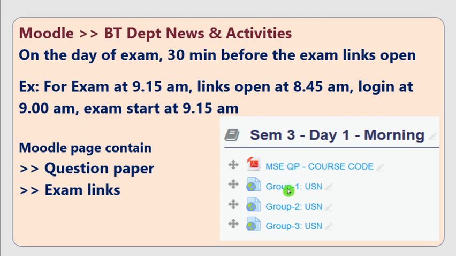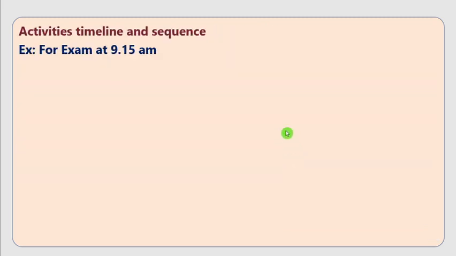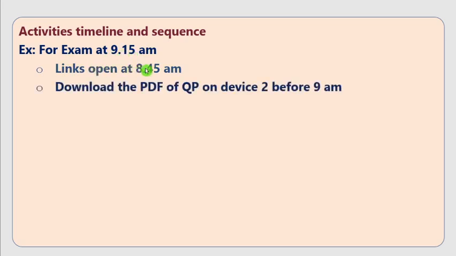The question paper and link, how you have to use it, let me tell you in a while in the next slides. Let me take the activities, how we are going to perform it, starting from the login part. So for the examination at 9:15 a.m., I just gave it as an example here. Likewise, this is applicable for all timings. Links open at 8:45 a.m. Download the PDF as soon as you can see the question paper there. Download the PDF of the question paper on device 2 before 9 a.m. I told you that there are two devices, device 1 and device 2. This is for device 2.